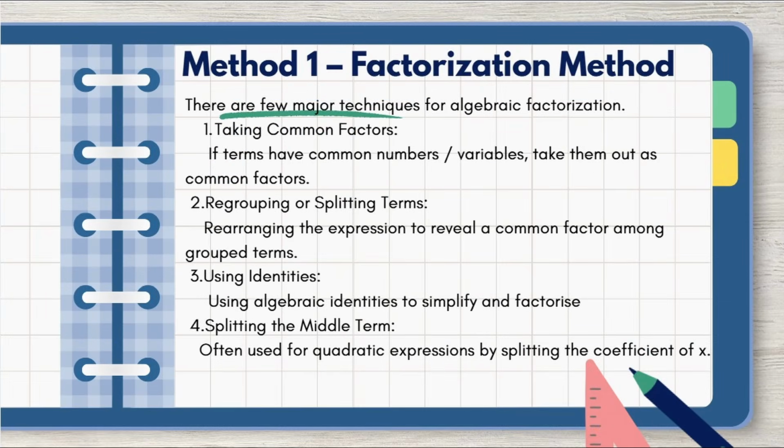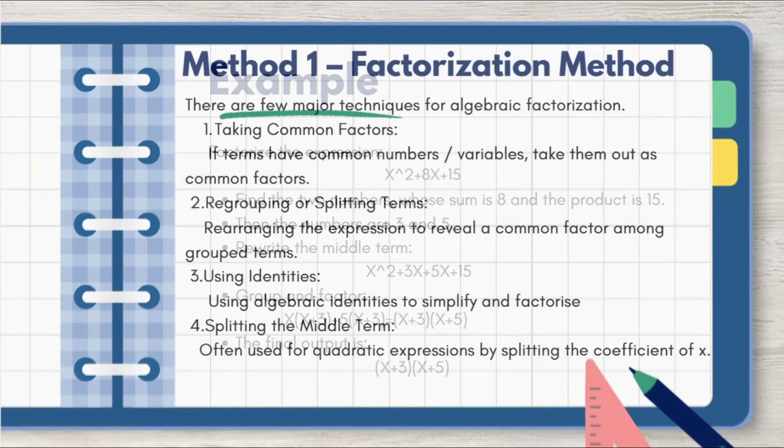Method 1: Factorization method. There are a few major techniques used for algebraic factorization. 1. Taking out common factors. 2. Regrouping or splitting terms. 3. Using algebraic identities. 4. Splitting the middle term, often used for quadratic expressions by splitting the coefficient of x.